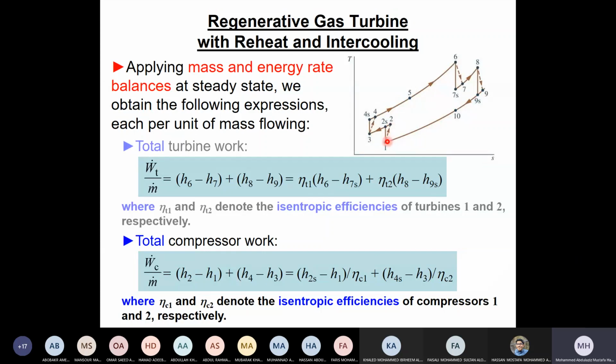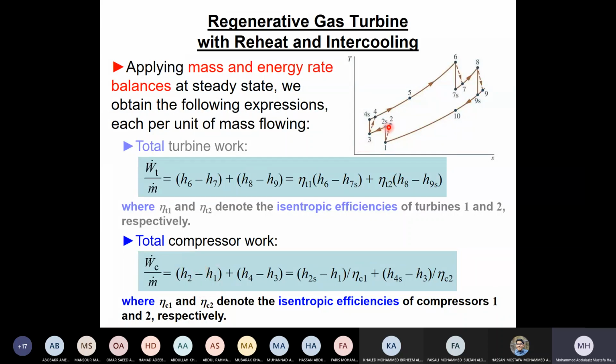So now we go from 1 to 2S isentropically. I give you the pressure P2S, then you get T2S, then you divide by the efficiency to get state 2. So now state 1 is fixed, state 2 is fixed, meaning that I have T1 and T2. Once I have T1 and T2, I can say this is Cp (T2 minus T1), so I can calculate the compression work.